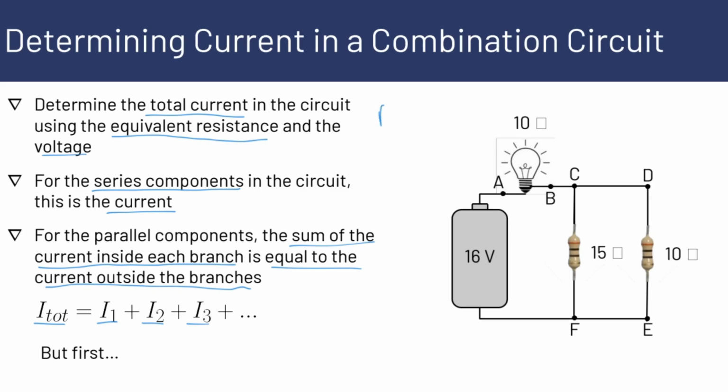Our equivalent resistance that we calculated in the last slide is 16 ohms. To figure out the current across the entire circuit, we're going to use Ohm's Law, I is equal to delta V over R. So the current across the entire circuit is going to be 16 volts divided by 16 ohms, which gives us a current of 1 amp. And that's for the entire circuit.